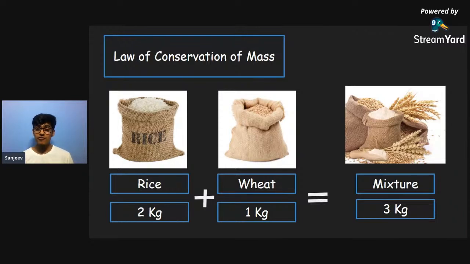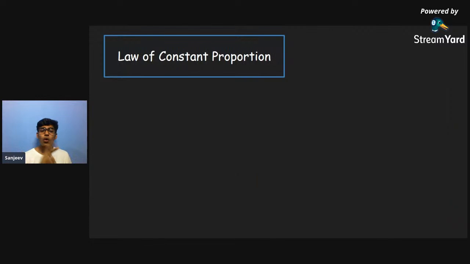Law of conservation of mass. The definition is mass can neither be created nor be destroyed in a chemical reaction. Like if a chemical reaction takes place, the mass can neither be created nor be destroyed. But what is the law of constant proportion?